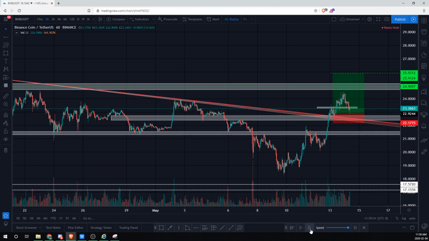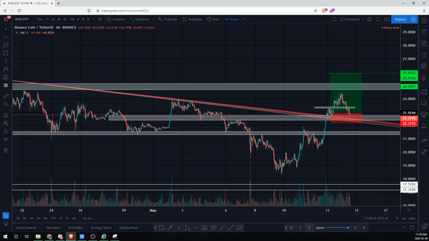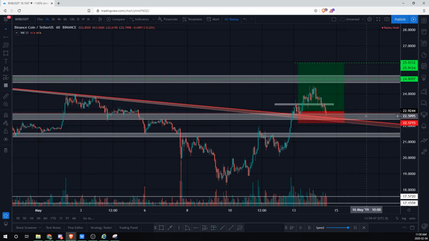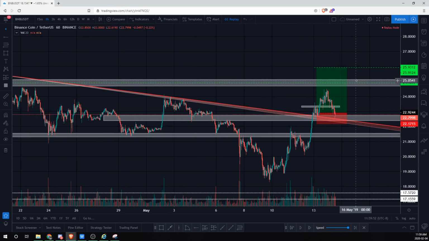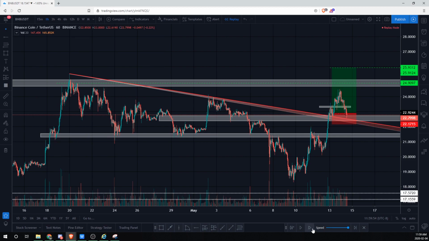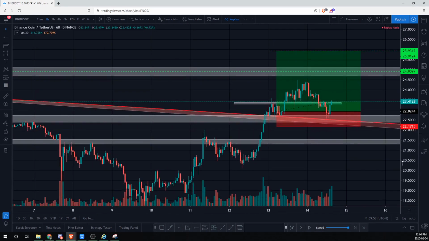Not seeing the buy volume we ideally would like to see. Seeing the price pull back to our major zone right here, I am going to hold my stop loss where it currently is because we haven't really hit our first take profit yet. Seeing the buy volume, let's just zoom in so everyone can see exactly what's happening.